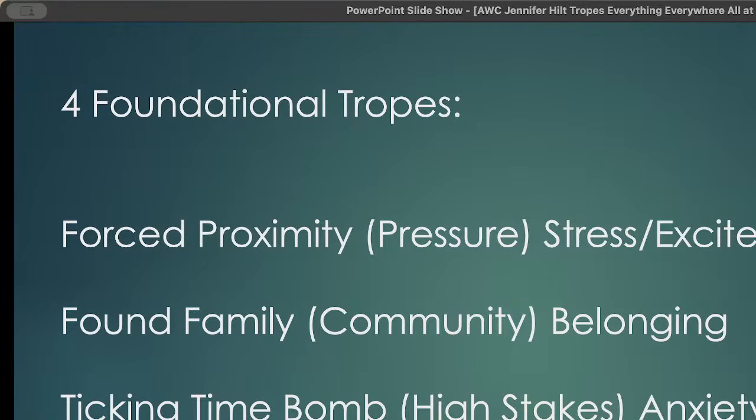Ticking time bomb, high stakes. Ticking time bomb is so important. It doesn't have to literally be a bomb like we see in obviously all the thrillers and things like that. It could be an upcoming wedding. It could be a pregnancy. It could be an inheritance, a job, any kind of change where there's a deadline at the end that you can put more pressure again in the story. And usually the great thing about ticking time bombs is they generate anxiety.